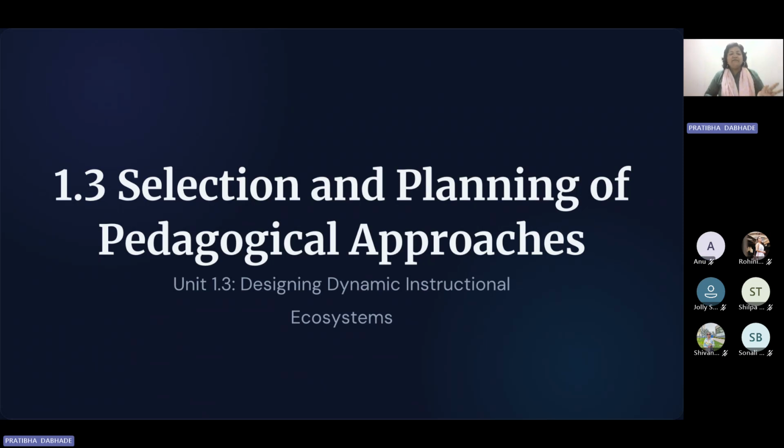But in your syllabus, different pedagogical approaches are given, right? First, we are going to learn about the different approaches. All the time, it is not possible for the teacher to go with a single approach. To take advantage of the strengths of different approaches, what are we supposed to do? We have to integrate different pedagogical approaches, right? Okay, so let's see the different pedagogical approaches.